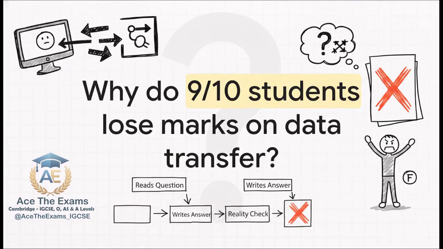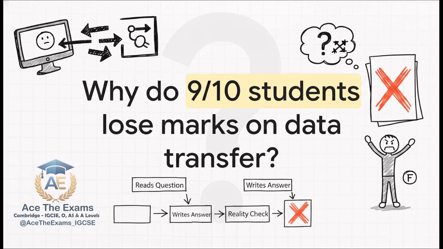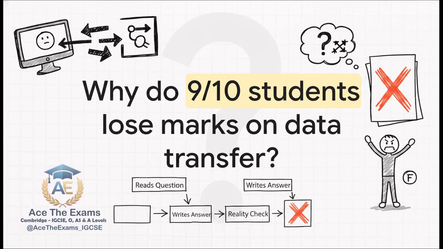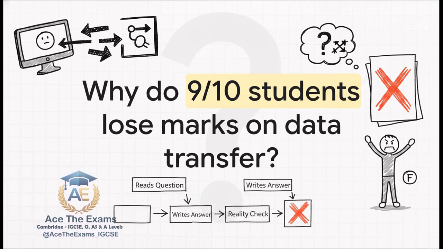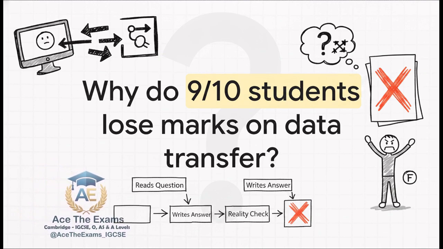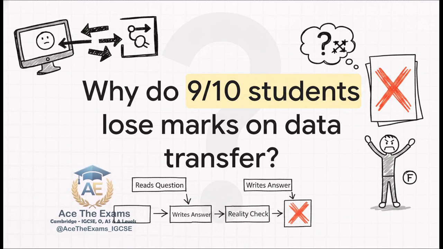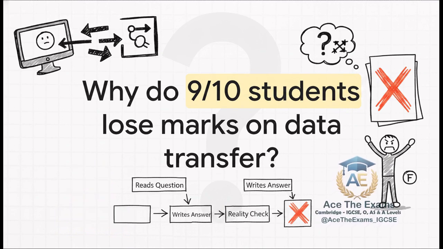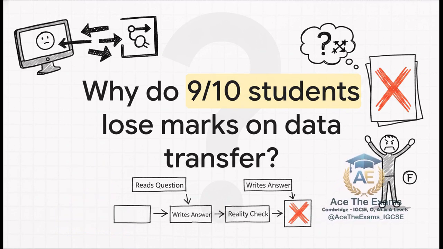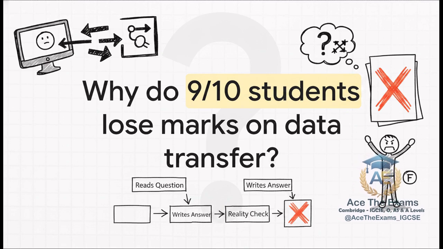Okay, so it is absolutely wild, but 9 out of 10 students get standard hardware and data transfer questions wrong in the exact same way, and it quietly costs them the grade. I want you to picture this catastrophic, but honestly, incredibly common exam scenario. A student sits down, they read a question about data buses, and they write this seemingly correct, logical answer. But they completely fail the examiner's reality check. They walk out thinking they totally nailed it, only to see a massive red cross on their paper weeks later.